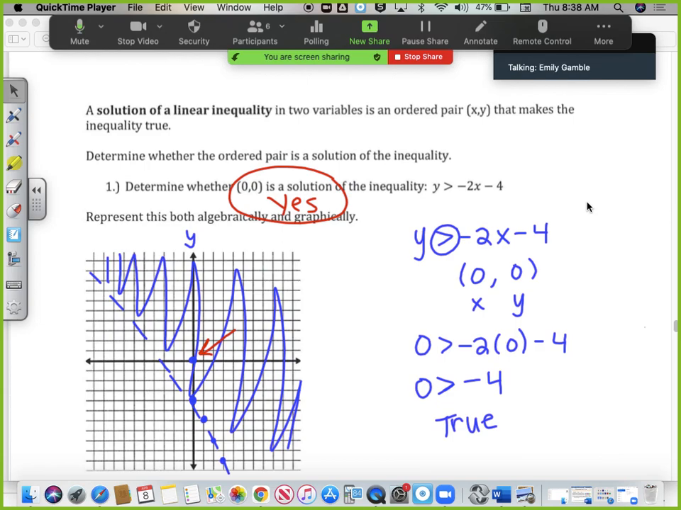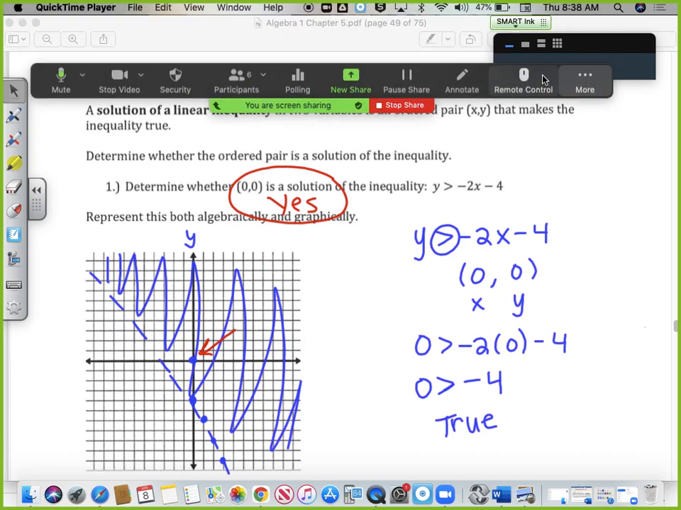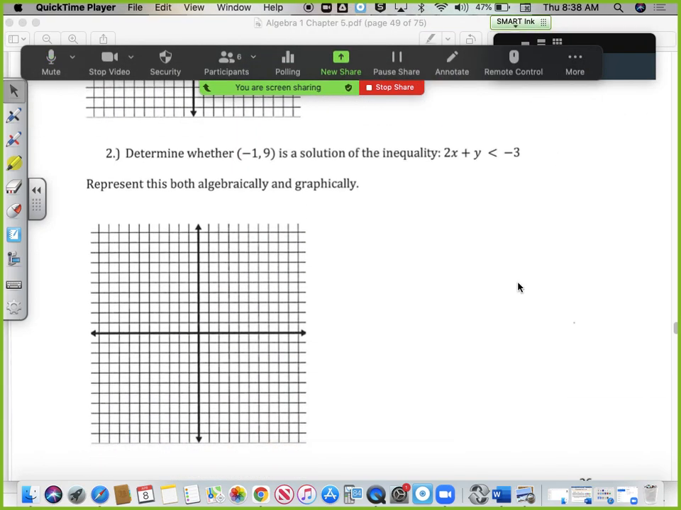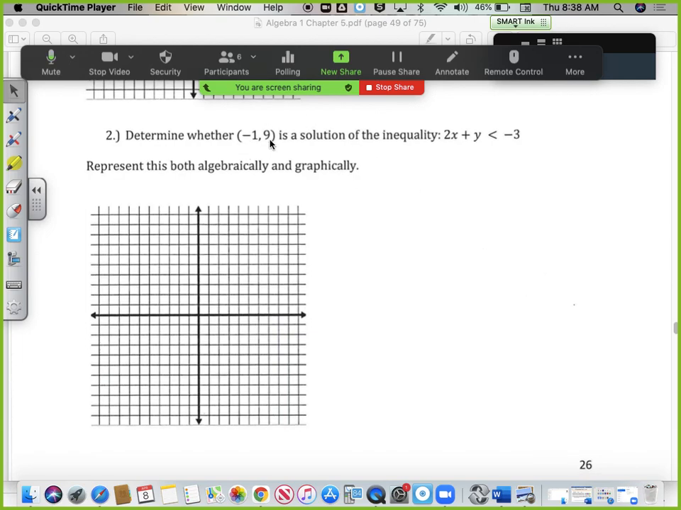So what I want you guys to do, if you haven't already started, is try the next one. The first thing you want to do, if you wanted to do the algebra first, is you would replace negative 1 for x and 9 for y to see if it works. And then when you go to use the graph, you would have to solve for y before you can graph it. So take a few minutes, try number 2. We'll go over the answer and then we'll move on.